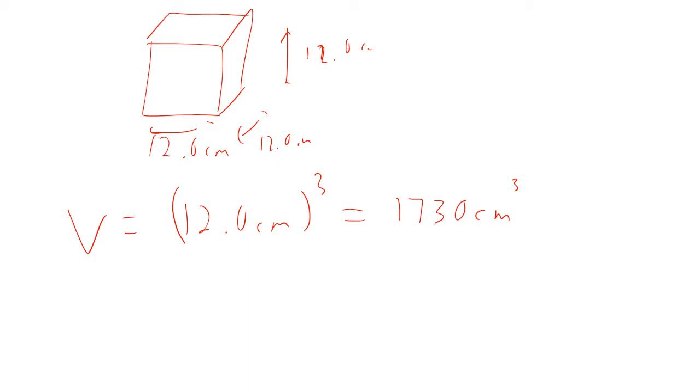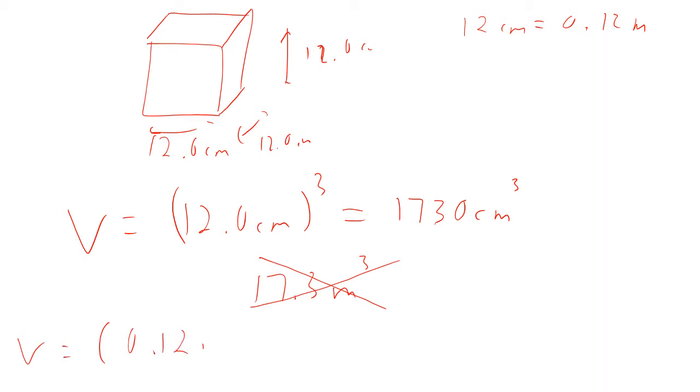Well, a lot of people will tell me you move the decimal over 2 places. So 17.3 cubic meters. Is that right? The answer is no. Because 12 centimeters is equal to 0.12 meters. So the volume is going to be 0.12 meters cubed.